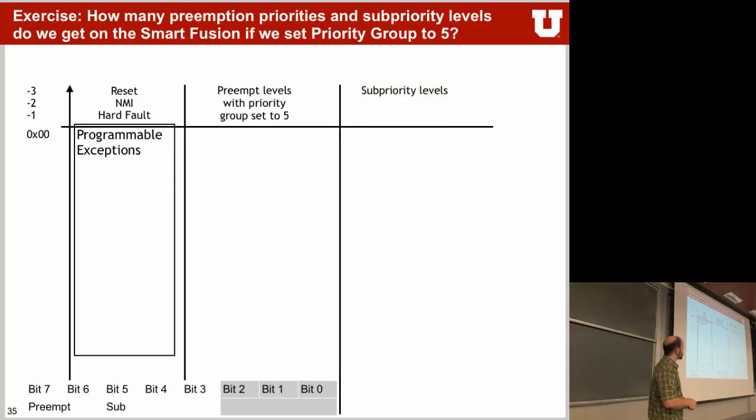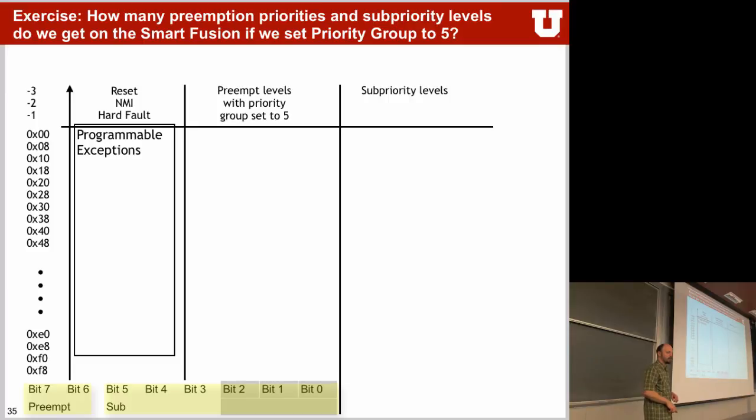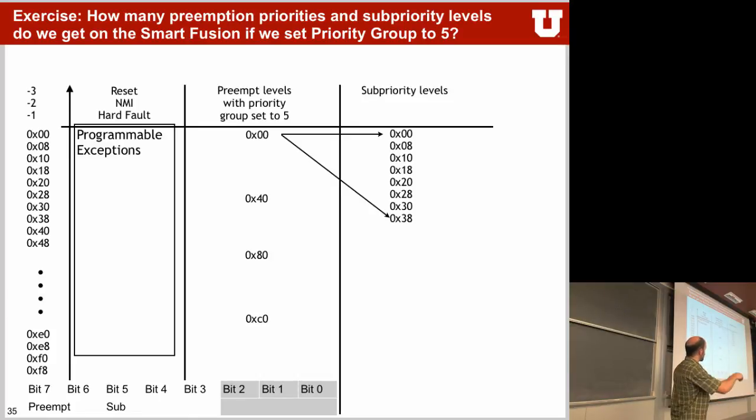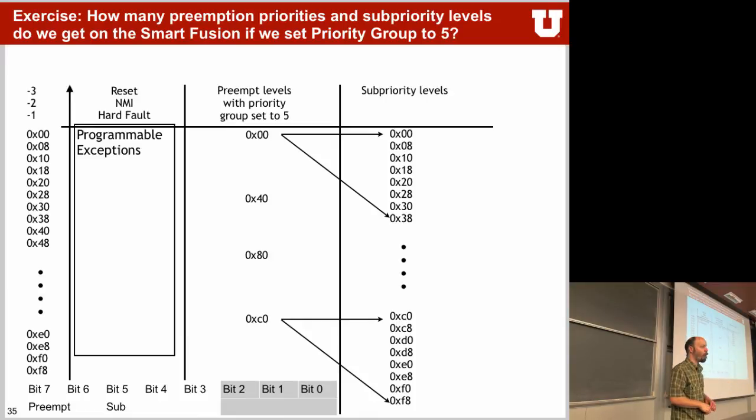Okay? So what happens? Let's assume we have the 2 highest bits as preemption, and the rest of the bits are sub-priority levels. These are all the different priority levels. So we can get 00, 40, 80, C0 as the preemption levels, right? These are the top 4 bits, with the sub-priorities going from 0 to 38, and down here from C0 to F8. Can anybody tell me why we have this whole complicated structure?